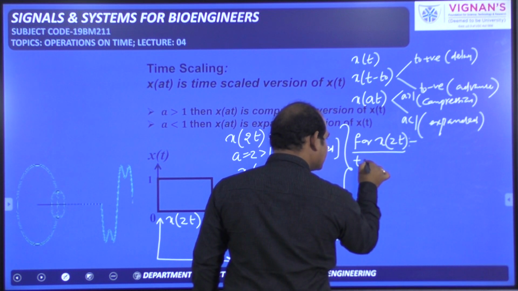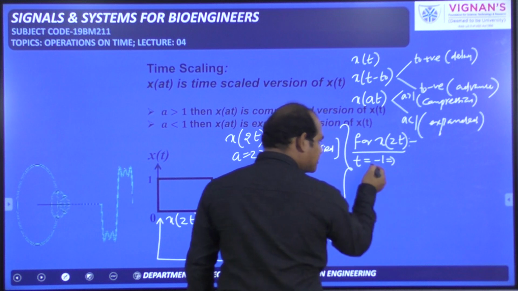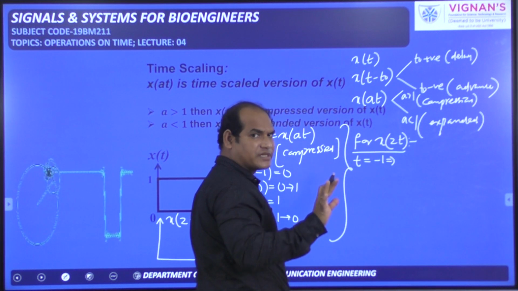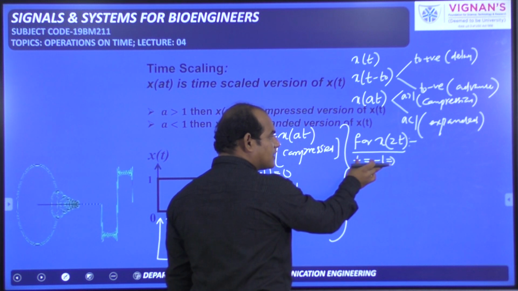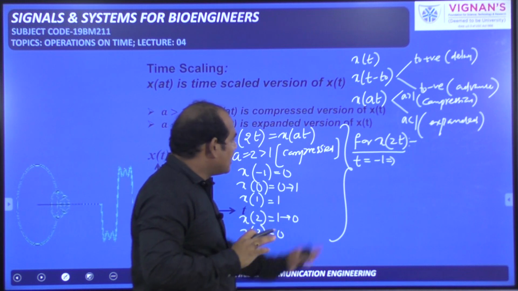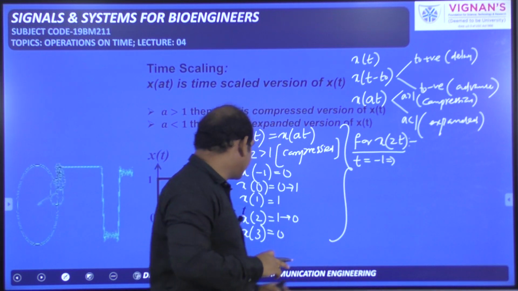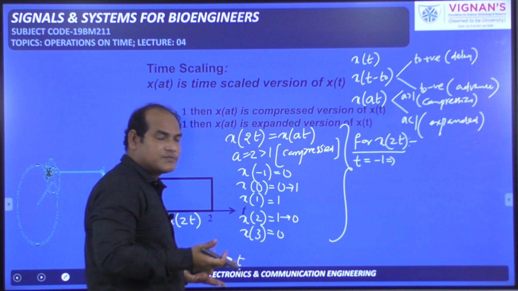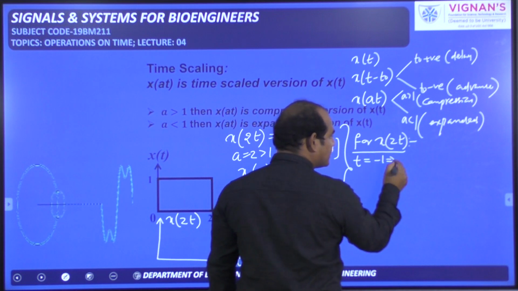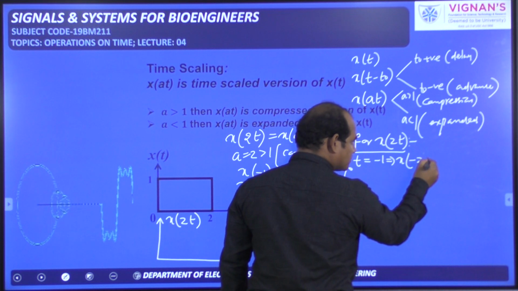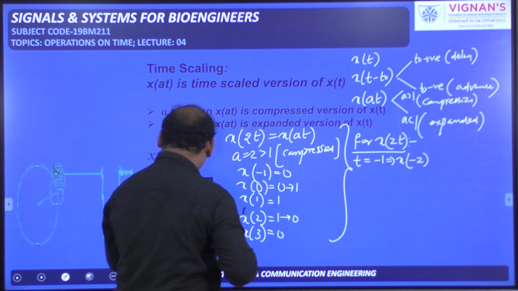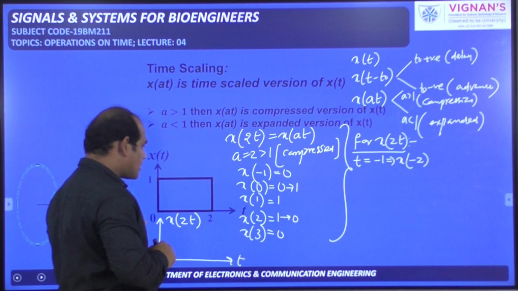So I am taking t is equal to minus 1 onwards. Substitute t is equal to minus 1 in this case, the same procedure we followed for time shifting. At t is equal to minus 1, I am calculating the amplitude. For t values we need the amplitudes, then we can draw x of 2t. At t is equal to minus 1, substitute here, you will get x of minus 2. The x of minus 2 value you should take from the original signal. X of minus 2 means t is equal to minus 2, amplitude is 0.